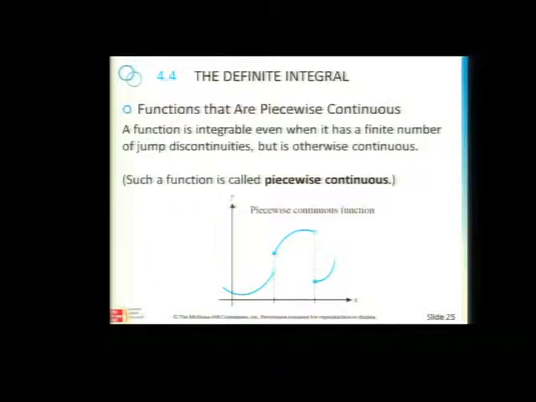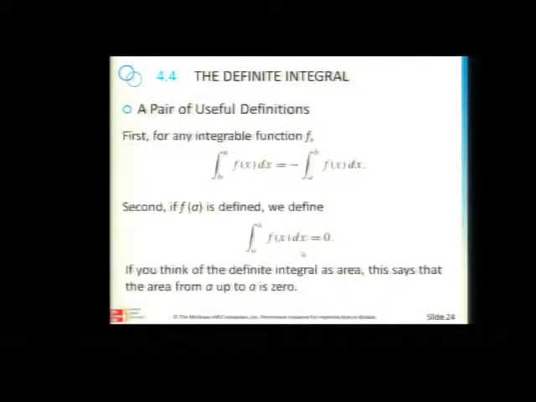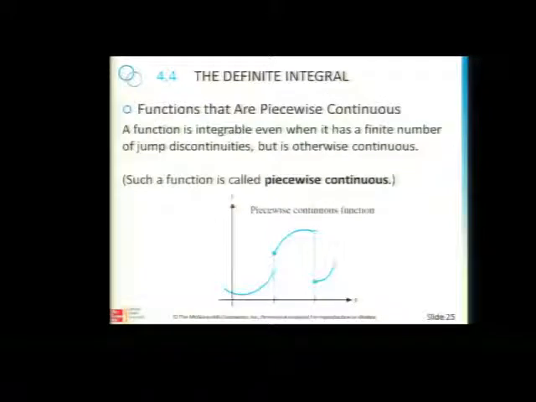Now, I was saying that this theorem 4.2, the second one here, is useful when there is a discontinuity in f(x) within the given interval from a to b. You have to split into 2. This diagram shows you one such case in which you have to split the interval from a to b into 2 subintervals, from a to c and then c to b.